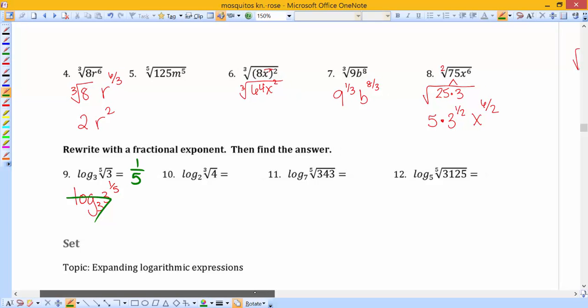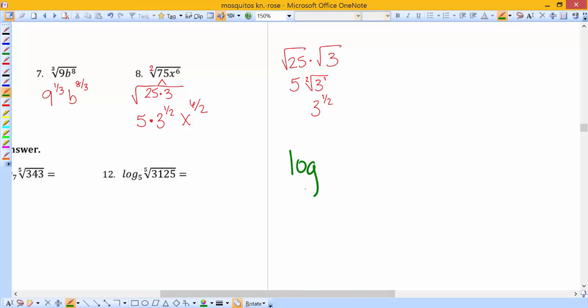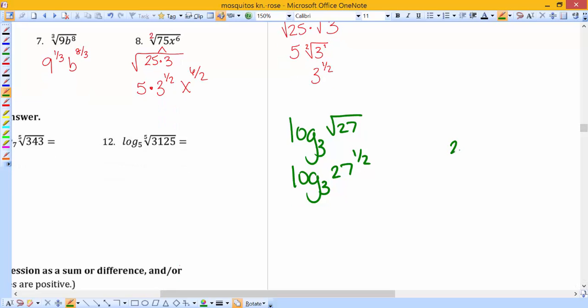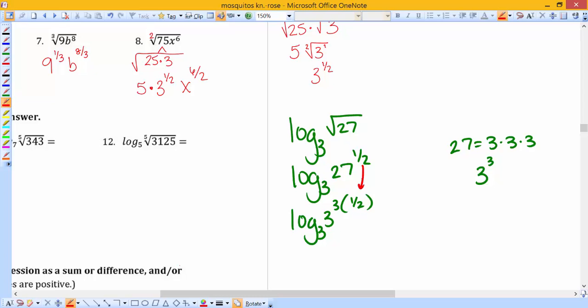But when they're not the same value, for example, if I have a log base 3 of, let's say it's the square root of 27. I cannot square root 27, but I am going to rewrite it. So log base 3, 27 to the 1/2. Now, 27, I can rewrite 27. 27 is 3 times 3 times 3. Therefore, it is 3 cubed. So log base 3 of 3 cubed times 1/2. So you have to make sure you remember to bring the 1/2 back down.